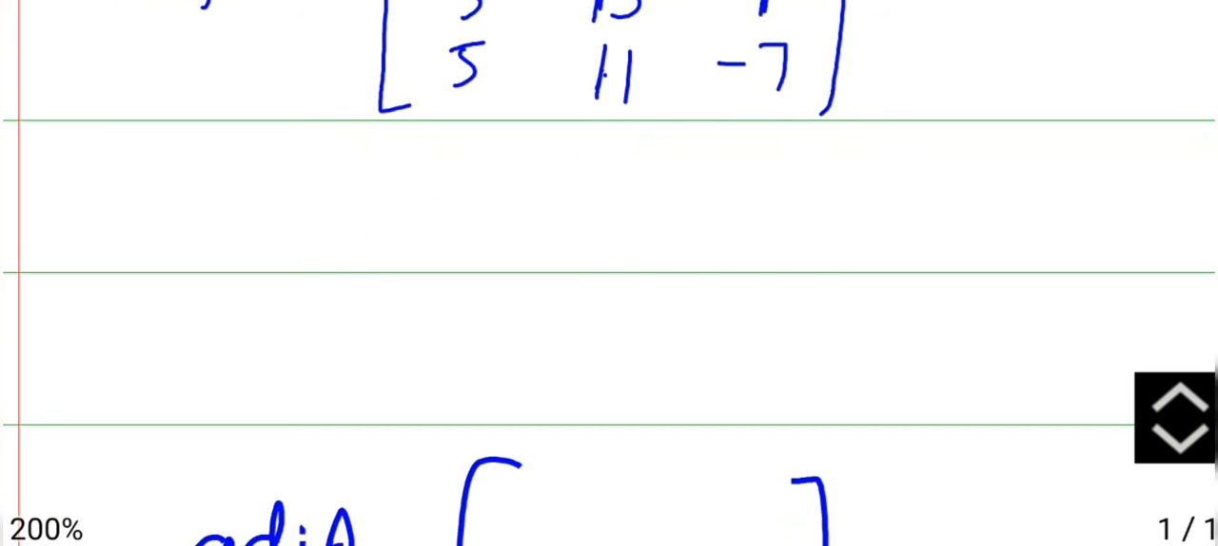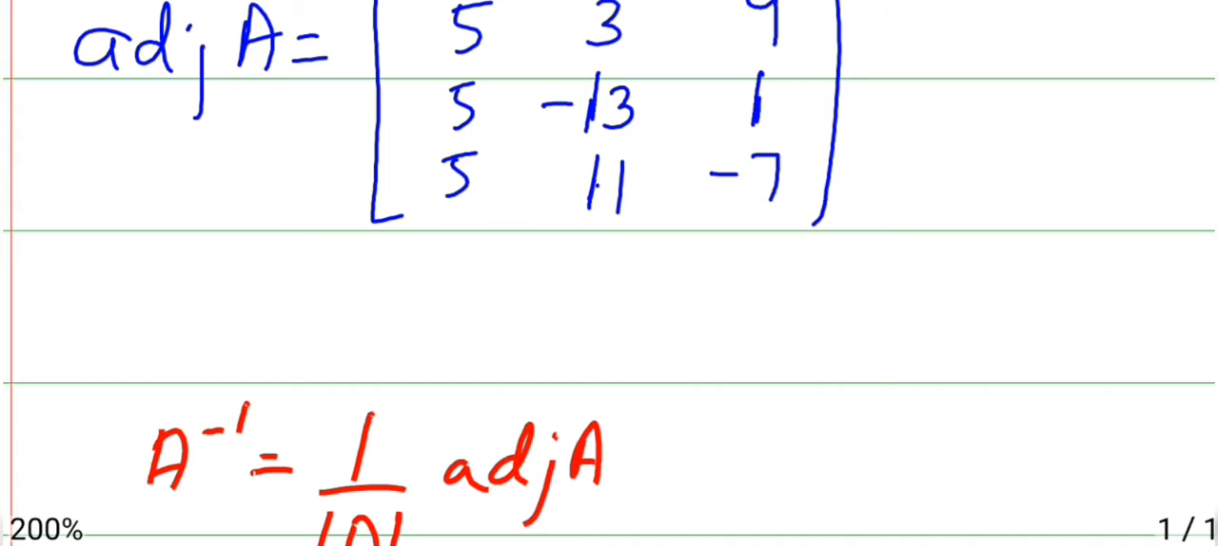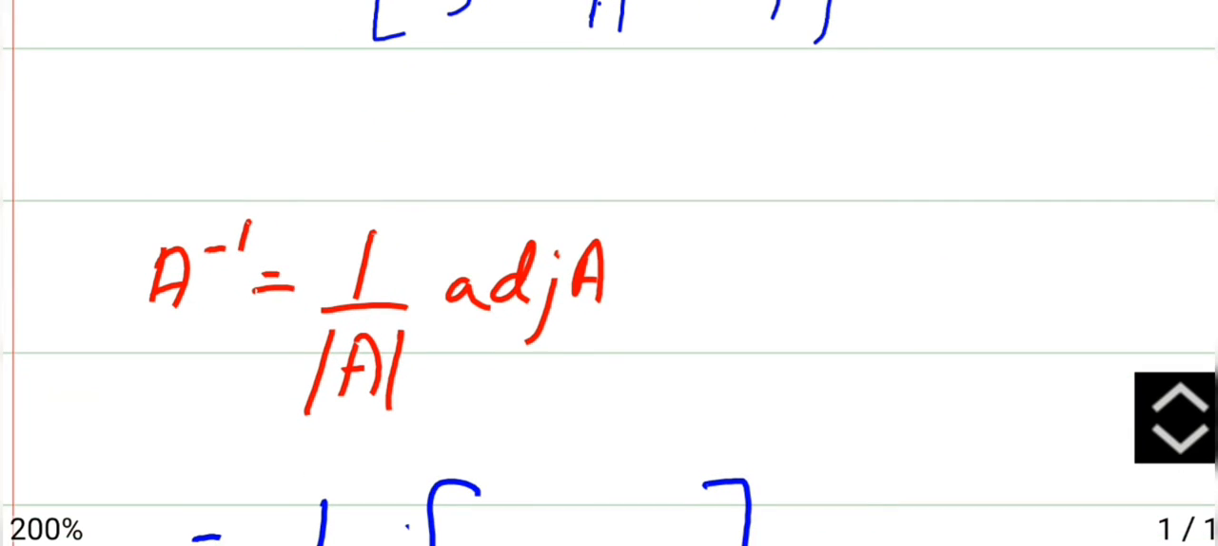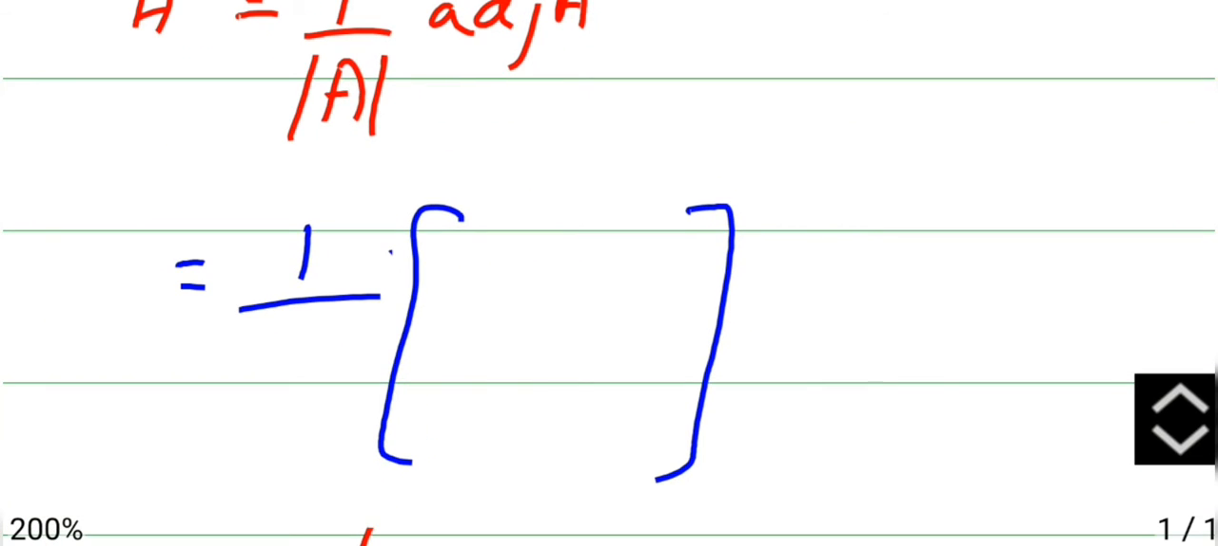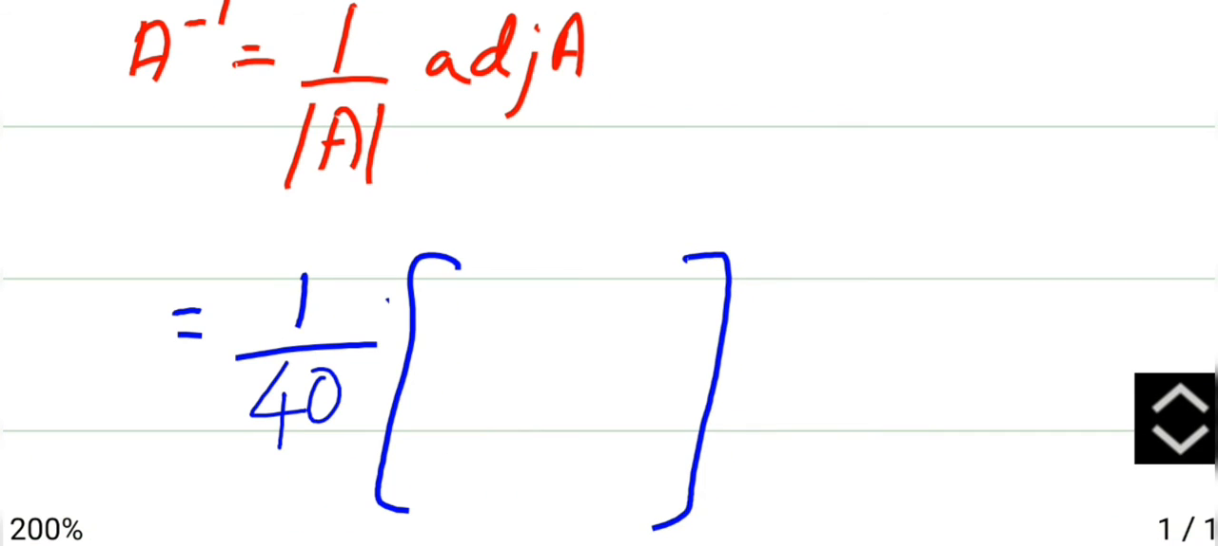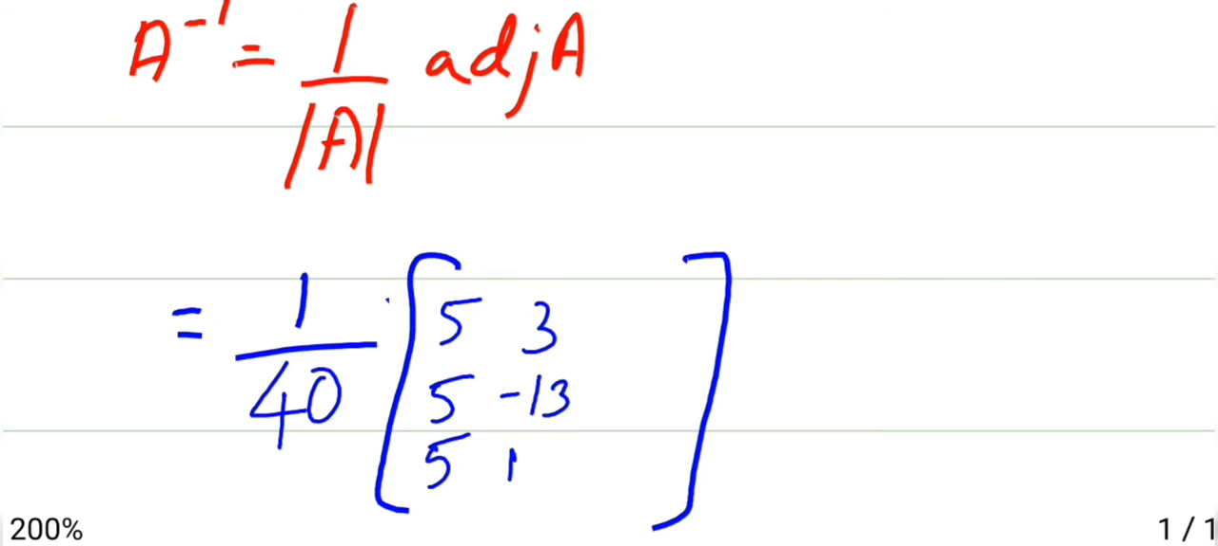So we have to find A inverse. To find A inverse, we have already found the determinant of A and the adjoint of A. So the determinant of A we got 40. Then the adjoint of A is 5, 5, 5, 3, minus 13, 11, 9, 1, minus 7.